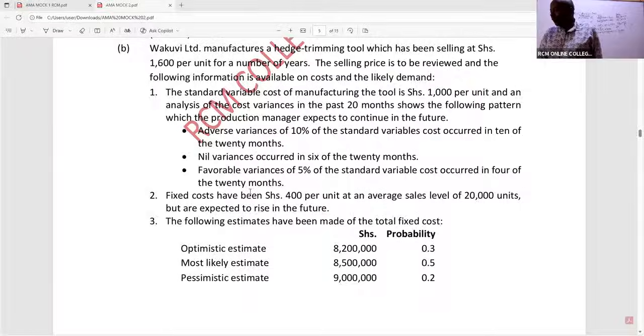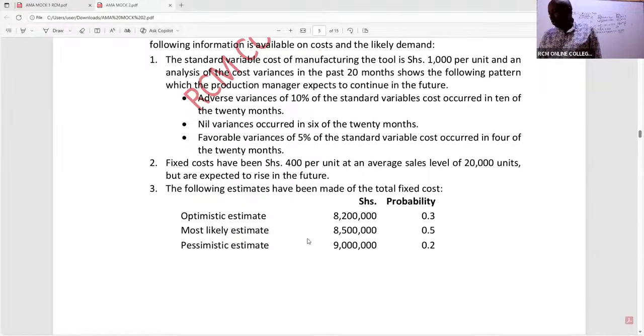So we are told here, the fixed costs have been 400 per unit at an average sales level of 20,000 units, but are expected to rise in the future. And then they have given us the following estimates of the total fixed costs. So in this case, can you kindly give me the future fixed cost by giving me the expected? What do we expect in the future?